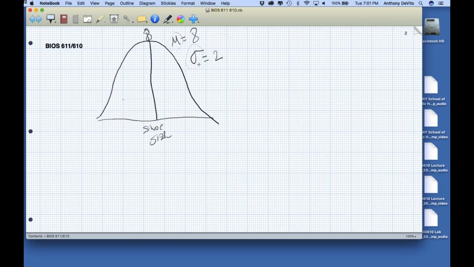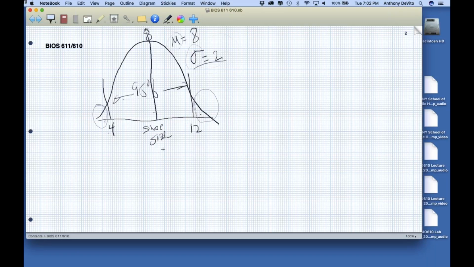But we also know certain things about this population. One of the things that we know is that 95% of this population is going to have a shoe size, assuming it's truly a normal distribution and this is really its standard deviation, between roughly 4 and 12, right? 2 standard deviations below the mean, 2 standard deviations above the mean. That's 95%. Some people are going to have really tiny feet, and some people are going to have big feet, and they're going to be on either side of those.